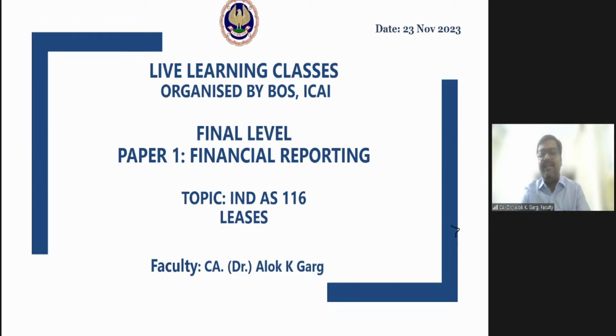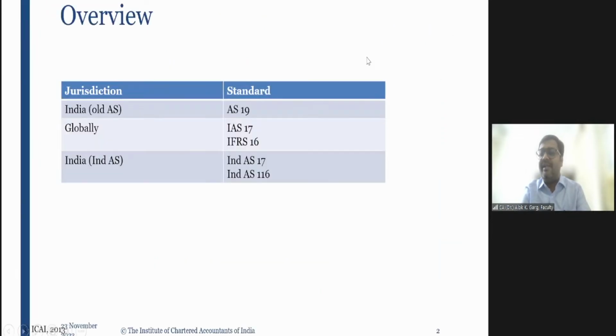At that time, the leases standard was Ind AS 17. It was not Ind AS 116. It was Ind AS 17, right? And globally, it was IAS 17. So after a few years, when the standard was changed globally, outside India, the International Accounting Standards Board changed IAS 17 to IFRS 16. Consequently, we have also changed Ind AS 17 to Ind AS 116, right?